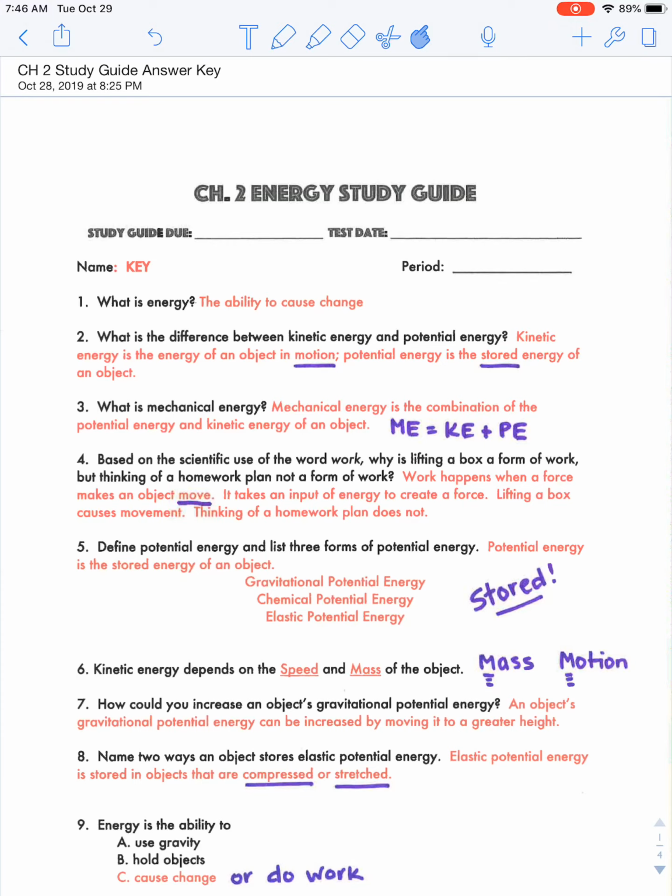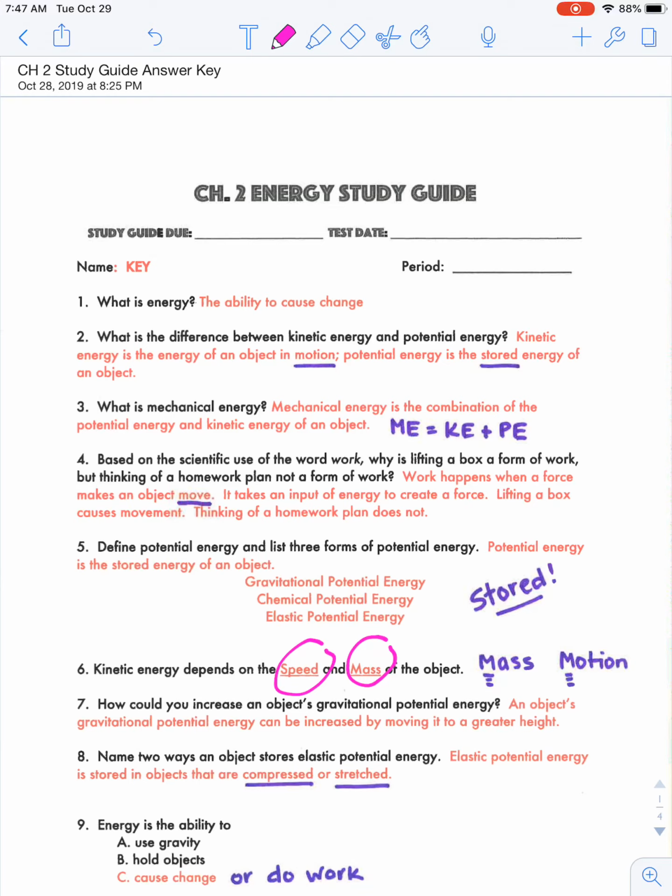Kinetic energy depends on the speed and the mass of an object. That makes sense to me that speed would be associated with kinetic energy because speed is motion. So increase speed, increase kinetic energy. Decrease speed, decrease kinetic energy. The other factor that kinetic energy depends on is the mass of an object. Mass is the amount of matter that an object has. So the larger the mass, the more kinetic energy. Less mass, less kinetic energy.